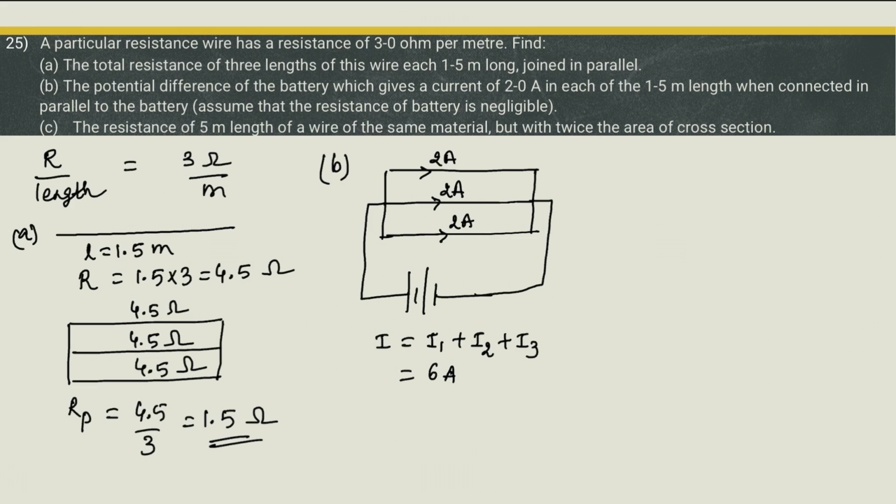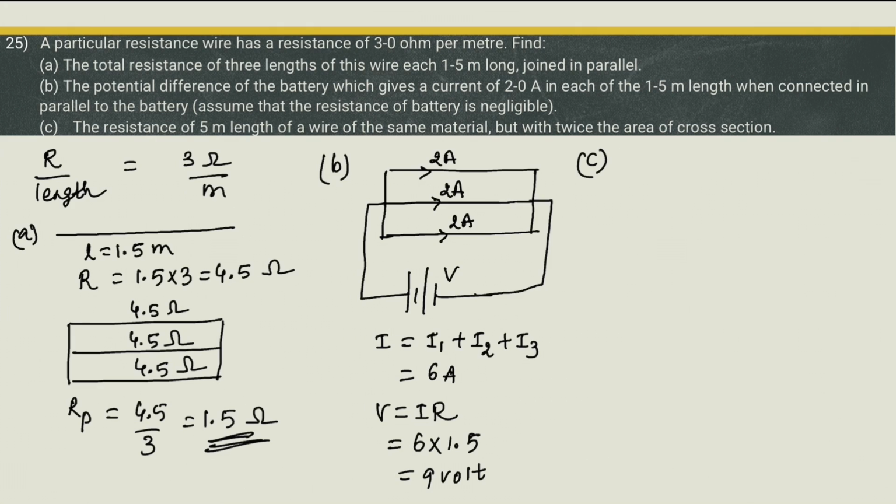We already know the equivalent resistance of three such wires, that is 1.5 ohm. So now using Ohm's law, V is equal to IR, we can find the potential difference provided by the battery for this purpose. So V is equal to IR, current is 6, resistance is 1.5, so this becomes 9 volt.